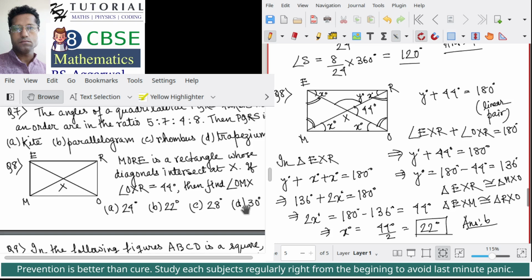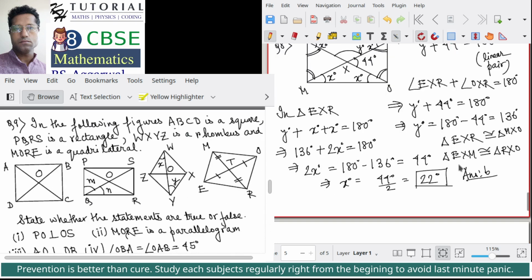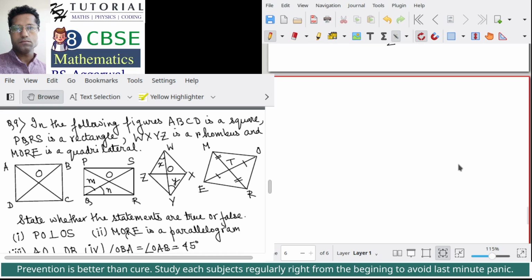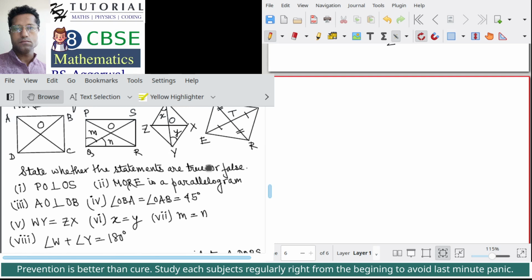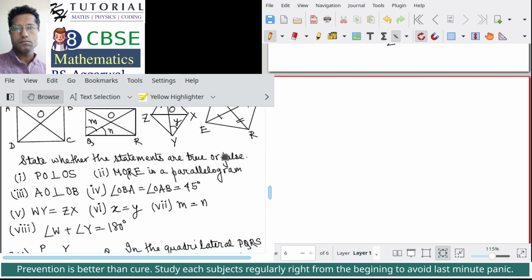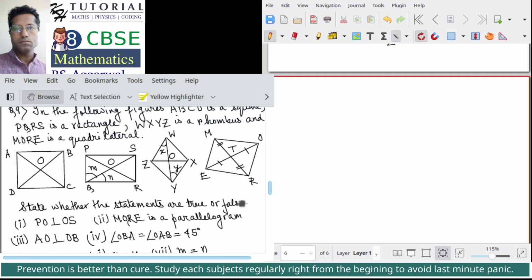Okay, let's do question number 9. In the following figures, ABCD is a square. PQRS is a rectangle. In the rectangle PQRS, the diagonals intersect at the point O, and we can see that the angle Q is being bisected into angles M and N. WXYZ is a rhombus and MORE is a quadrilateral. State whether the statements are true or false. We have to check whether all these statements are true or false on the given figures.